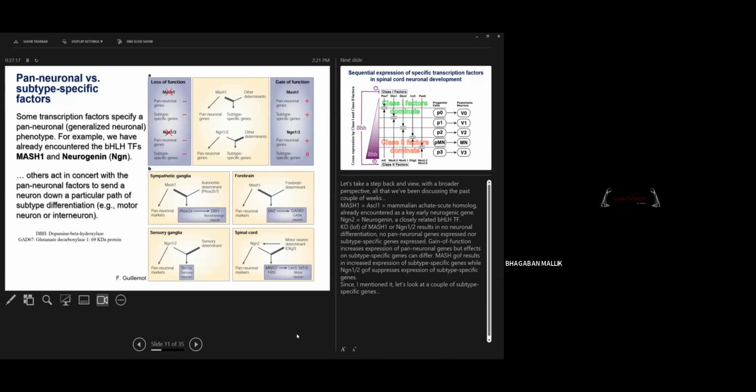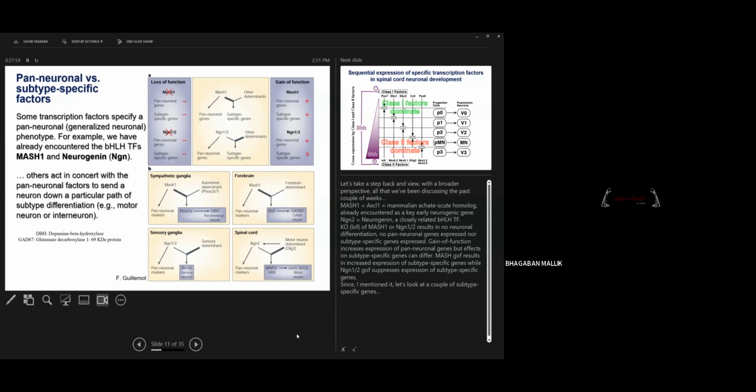A lot of things you don't have to memorize, but I just want to highlight some of them, like the Mash transcription factors, Mash1, or Neurogenin 1 or 2. These are mostly pan-neuronal, that make cells differentiate only into neurons. Okay, pan-neuronal, all the neurons. So if you have only the expression of Mash1, it is a pan-neuronal gene, and mostly it forms neurons.